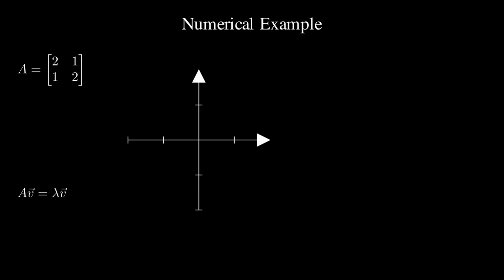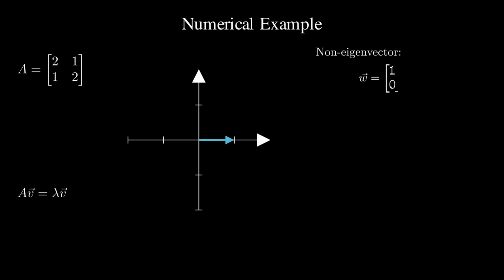Here, we have a transformation matrix A that we'll use to illustrate the behavior of both eigenvectors and non-eigenvectors. Notice that our matrix is displayed on the left and our mini-coordinate system is set up to clearly show how vectors change under this transformation.